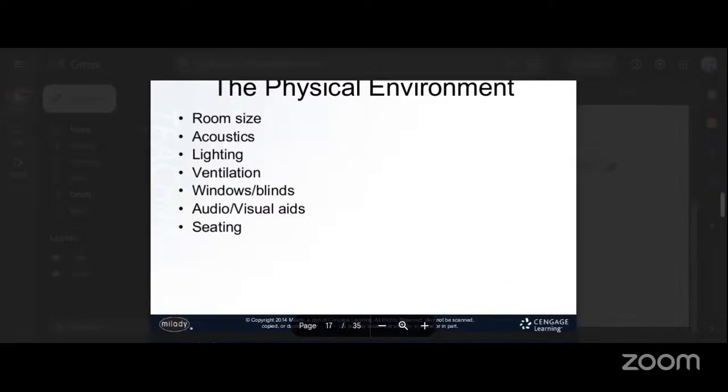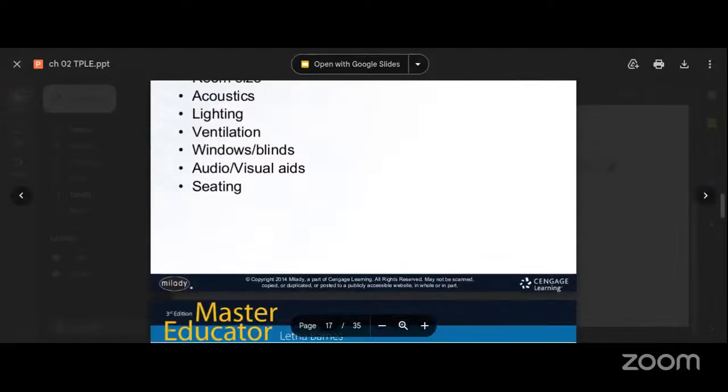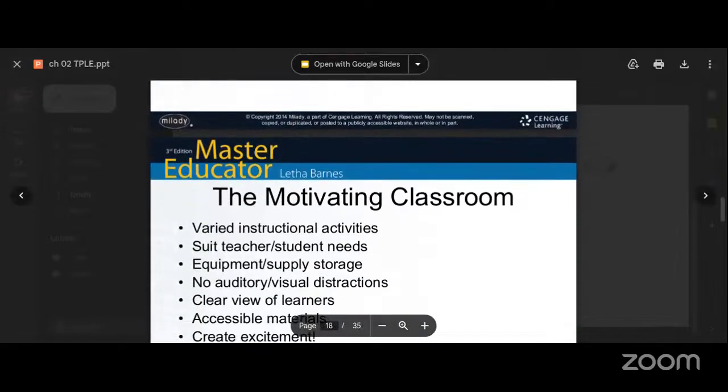Audio and visual aids. Do you have a projector? Is there a radio in the room? Okay. And then seating. What type of chairs do you have? Do you have desks? Do you have round tables? Things of that nature. This is the physical environment. So not only are you going to teach, not only are you going to brainstorm how to teach and do the lesson plan, you also have to think about the space that you are doing the teaching in. And you want it as comfortable as possible.